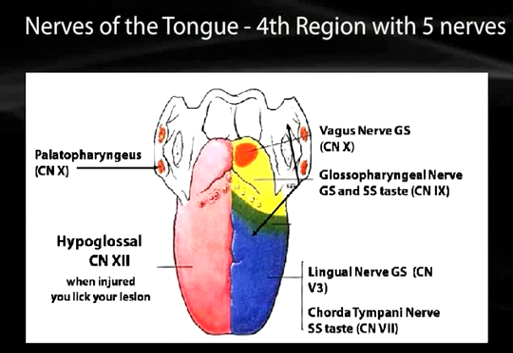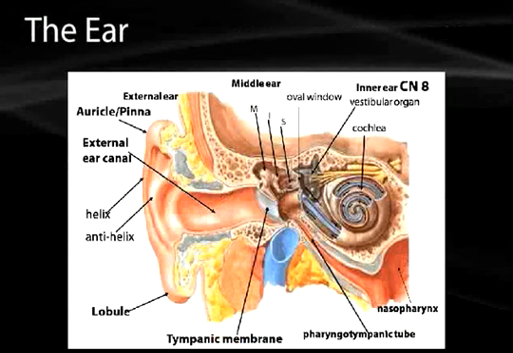Remember, there's a muscle to the tongue and a muscle to the pharynx coming down from the palate. So the palatoglossus and the palatopharyngeus muscles are going to be pulling the tongue up to the palate in cases where it's tensed. So that's our fourth region with 5 nerves.